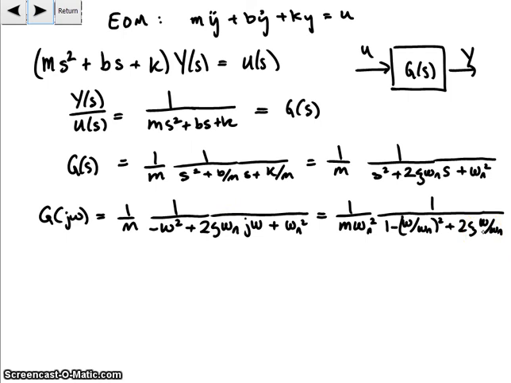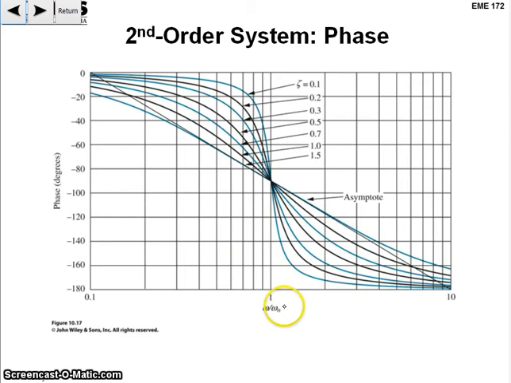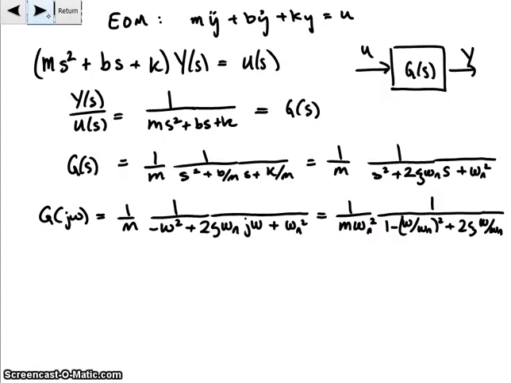The reason I write it this way is that, if you remember, we normalized all the plots before to the ratio omega divided by omega n. If I go back to this response here, we're always using omega over omega n as a parameter. And so now we have it in an actual form that looks like that.